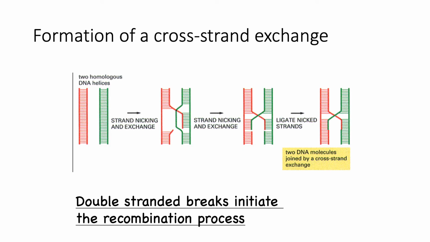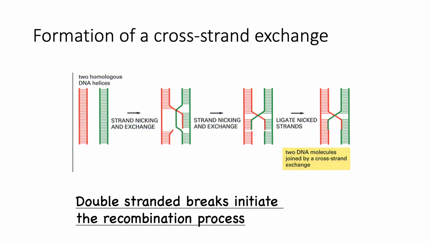Then if we get a break in the other chromosome, since it's floating around now, it can then pair to the single-stranded region on the first chromosome and form this structure shown on the right here. Then if we ligate those together, now these two chromosomes are attached.